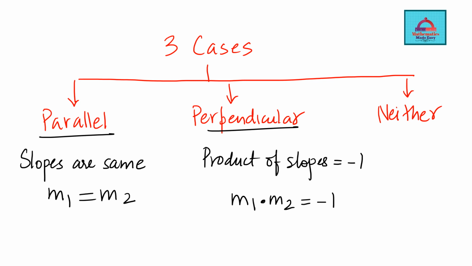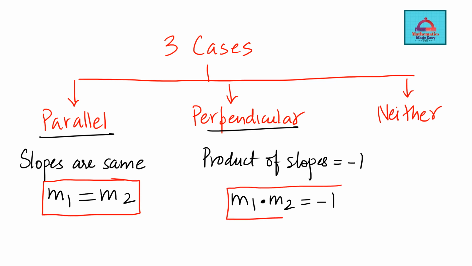I want you to remember these conditions because we are going to be using them in solving today's question. And the last one is neither, where m1 and m2 will not be equal. They will come out to be different values. So let's solve some questions based on this concept.